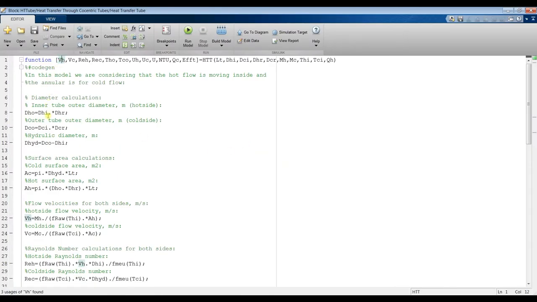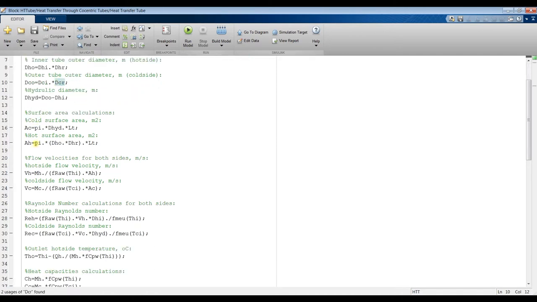First of all, we need to assign diameter calculations. This is DH out, meaning diameter of hot side outlet, inner tube outer diameter, and outer diameter of outer tube for cold side diameter. This is cold side, okay, multiplied by the ratio. And therefore we need to calculate the hydraulic diameter. Hydraulic diameter means the cold side diameter minus the inlet hot side diameter.